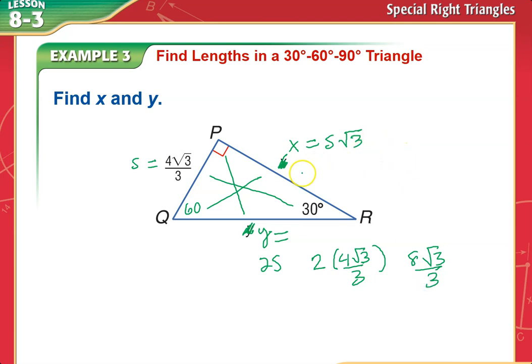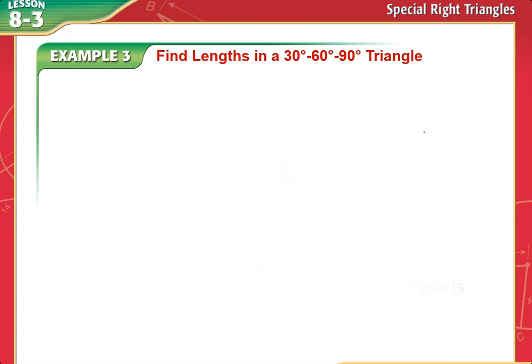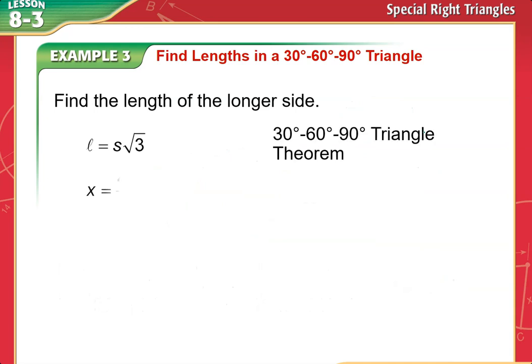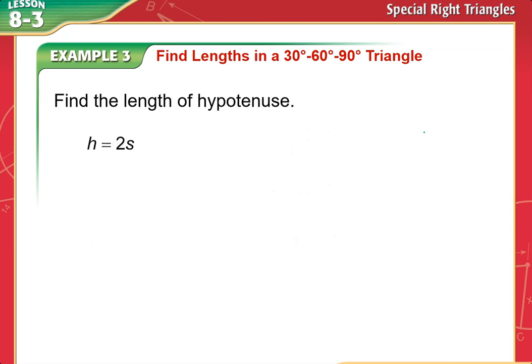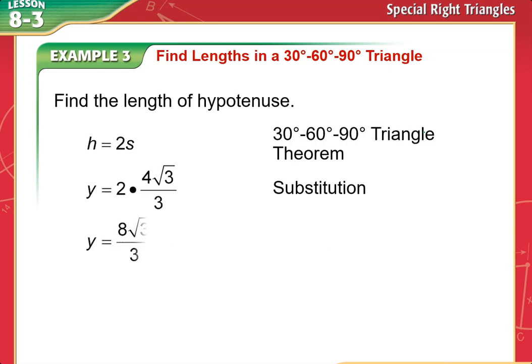And if the X length is equal to S root 3, and my S is 4 root 3 over 3, that's this value, we have to multiply that by the additional root 3, and then we get an answer of just 4. Alright, so there's my 4. And then the length of the hypotenuse is just twice the S. And then there's my 8 root 3 over 3.